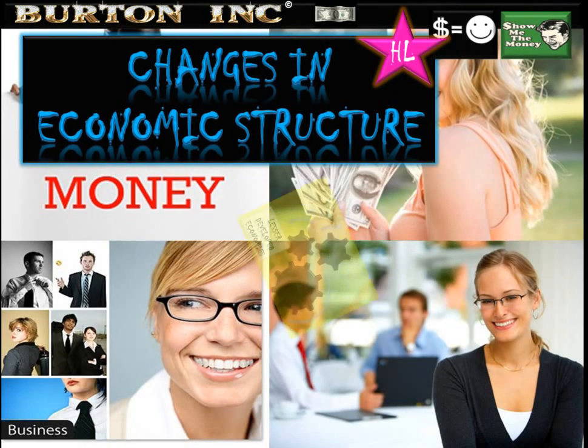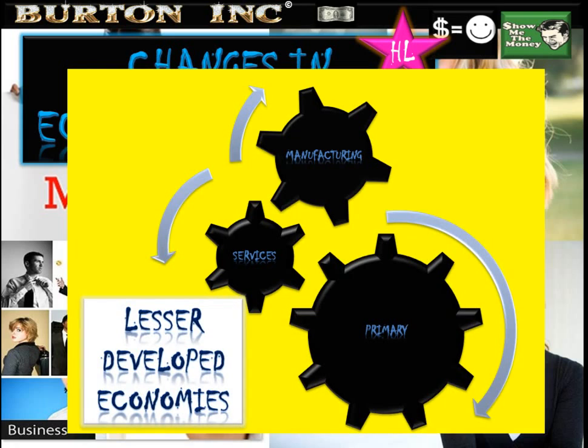Right. Here we have it in diagrams. So lesser developed economies, their economic activity would have primary industry as forming the greatest proportion of their total economic activity. Manufacturing would be important, less so than primary businesses, and services would be very undeveloped in lesser developed economies.